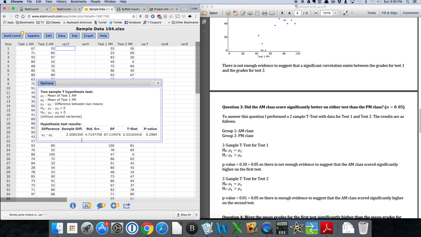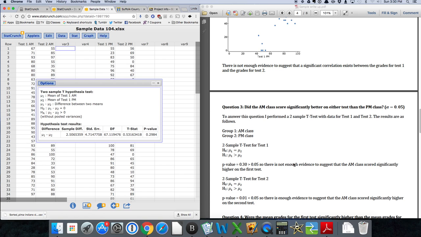So what do I end up with here? I get my sample difference mean, my standard error, my degrees of freedom, my t-stat, and in particular, what I'm looking for, my p-value. In this case, the p-value is 0.2984, so I'm going to round that off to 0.30. The p-value is 0.30, which is greater than 0.05, so there's not enough evidence to suggest that the AM class scored significantly higher. We're not rejecting the null hypothesis here.